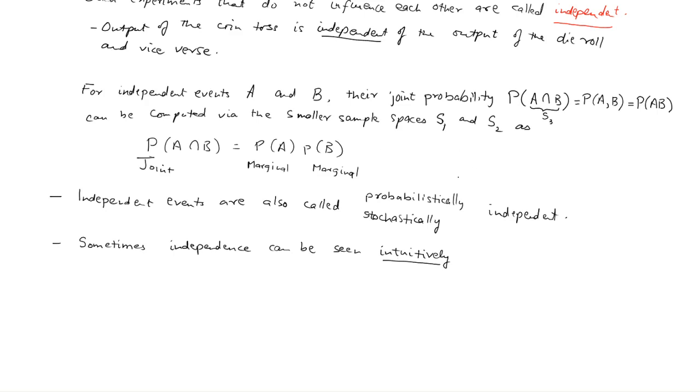Such as this coin and die example. But sometimes events can be independent, but it's not intuitively obvious.